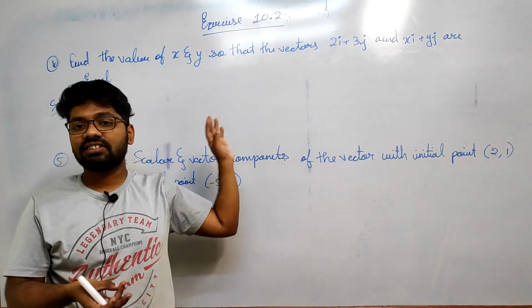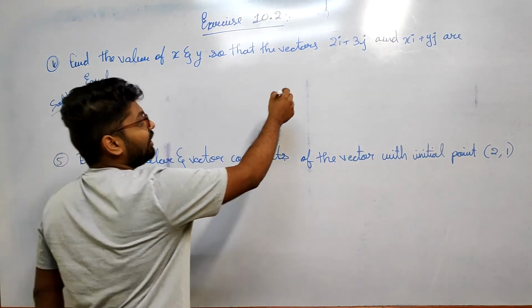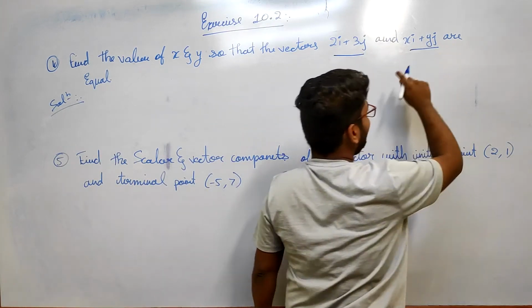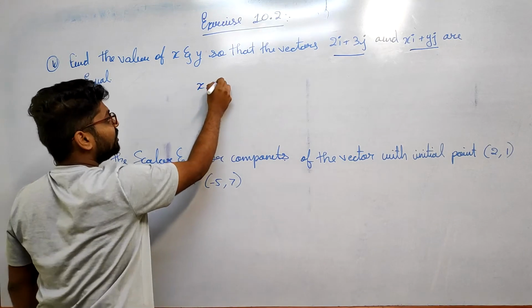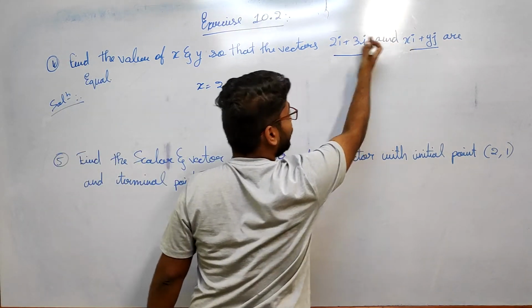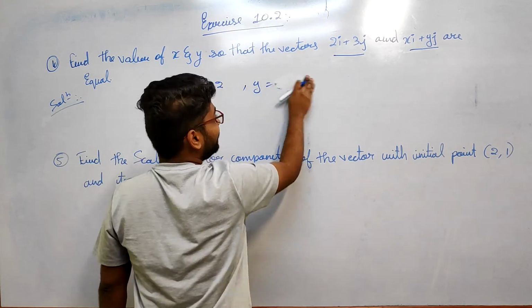It should have the same components, that is, the x component and y component should be the same. So therefore, this vector and this vector, we have to make both equal. It means what? Here the x value is 2, so here also the x value will be 2. So therefore x value is 2 and y value is 3.